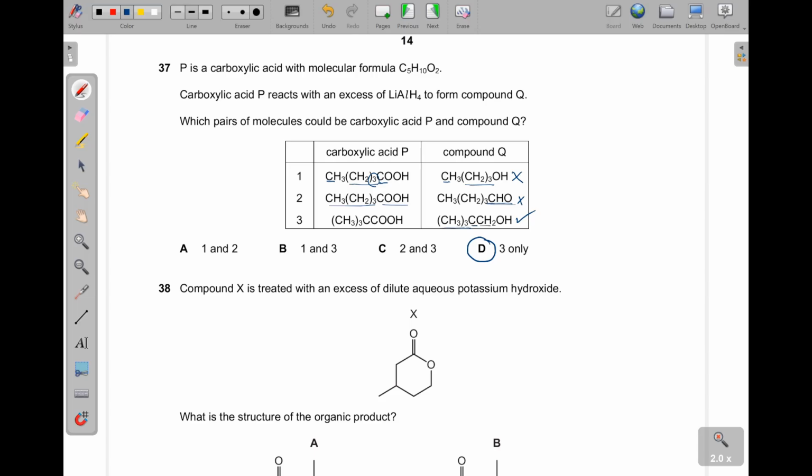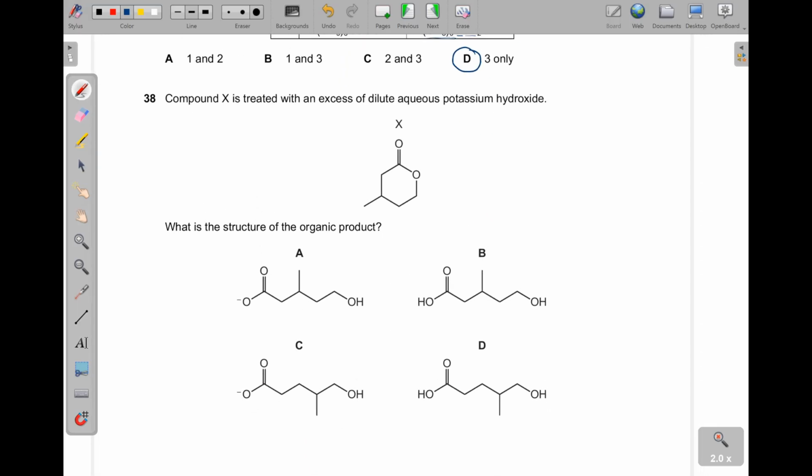Okay, then let's go to 38. Compound X is treated with an excess of dilute aqueous potassium hydroxide. They are asking what is the structure of the organic product. This is what we call alkaline hydrolysis. We have acid hydrolysis, and then alkali hydrolysis. So this one is going to be broken down because it is an ester. It is going to be broken down.